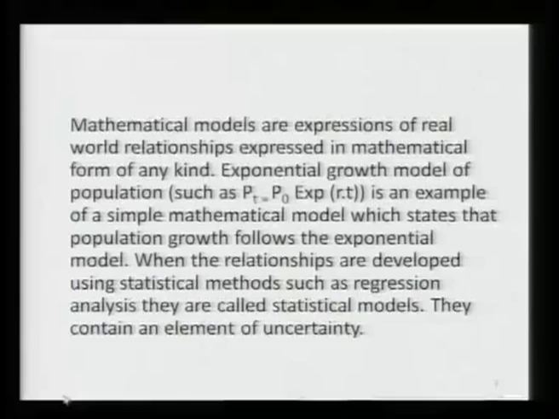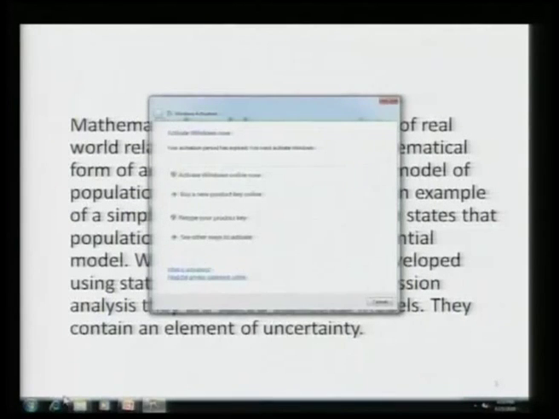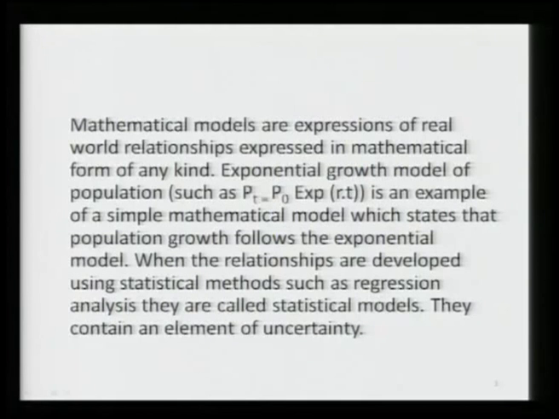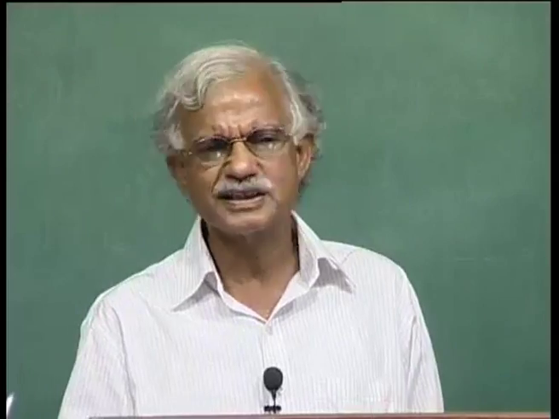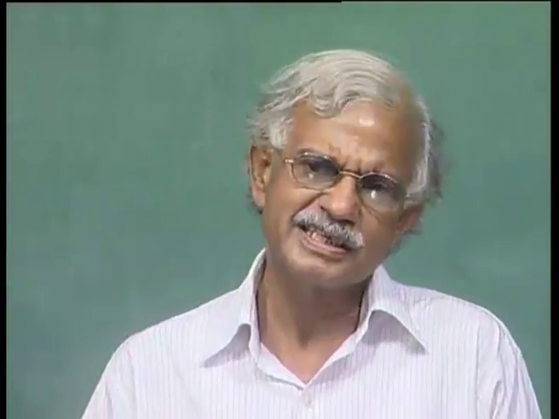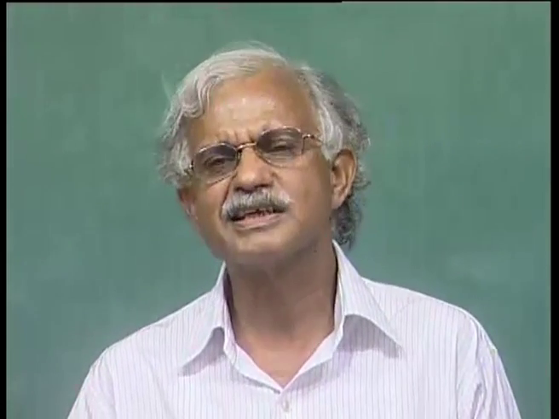Mathematical models are expressions of real world relationships expressed in mathematical form of any kind. The exponential growth model of population is usually written as P_t = P_0 e^(rt), where P_t is the population of a country or a region at time t, P_0 is the population in the base year, r is the rate of growth, and t is the time between 0 and t. This is an example of a simple mathematical model, which states that population growth follows the exponential model. There will be actually innumerable curves which can be used for depicting growth of a population. In simple cases, we are interested in simple algebraic equations with the help of which workable, feasible, useful estimates of population can be made, and in the case of discrete distributions, geometric, and in the case of continuous, exponential are two simple models.